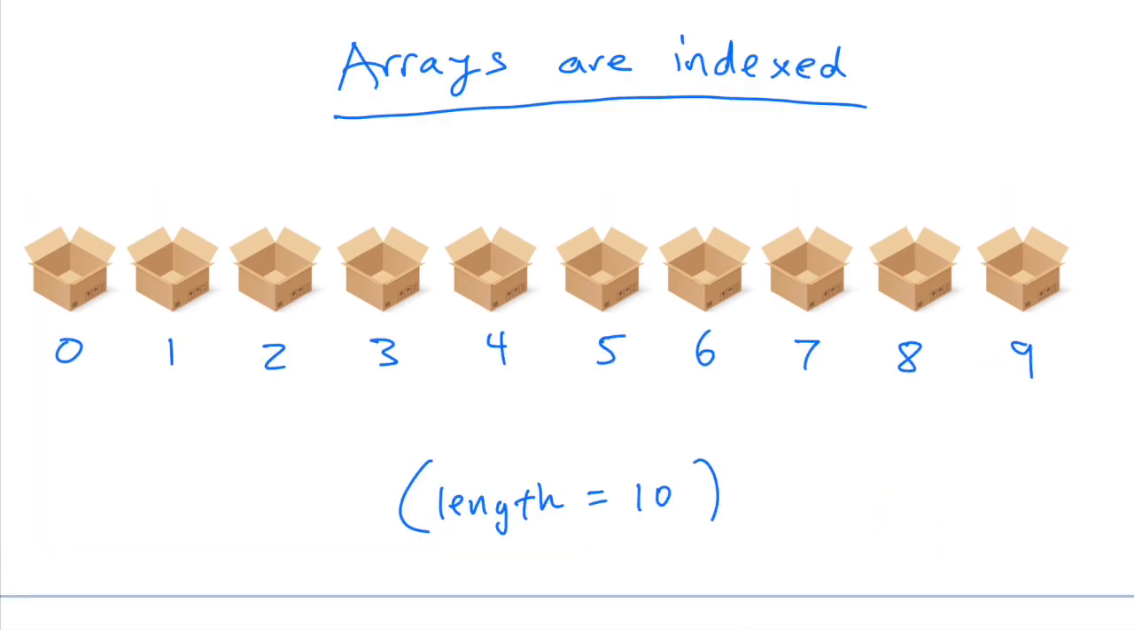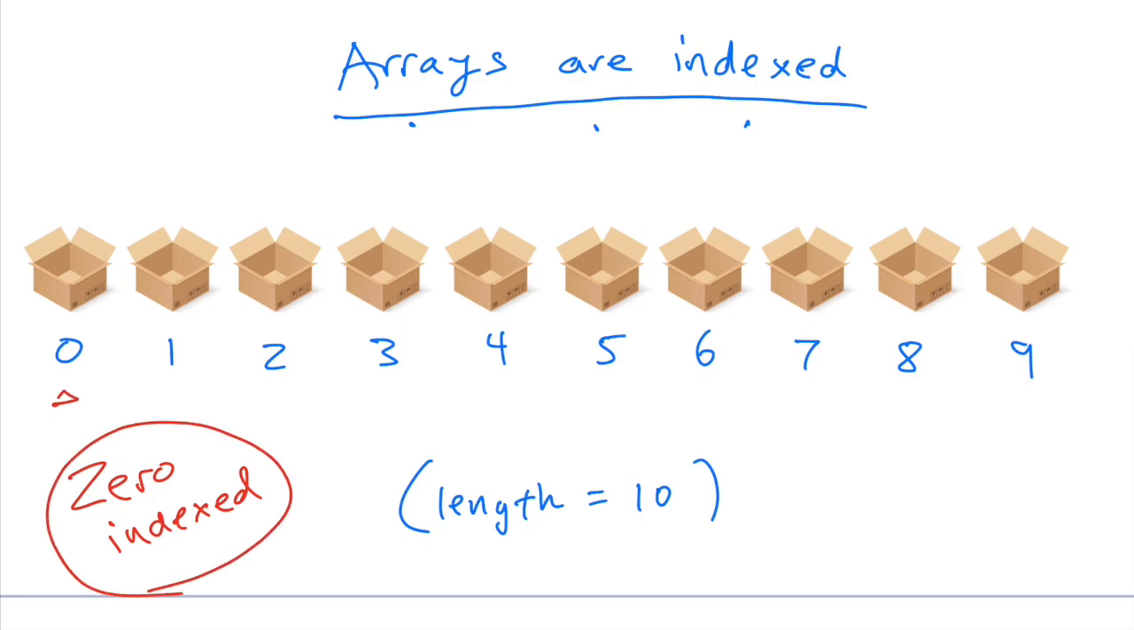The other part you need to know is that arrays are indexed. That means each box has its own number, as you can see, 0 through 9. When I want to reference box 4, it's always going to grab me this box. One little confusing part is that they are 0 indexed. That means we start counting at the number 0. In normal life, we usually start counting at 1, right? But in programming with arrays, we start with 0.